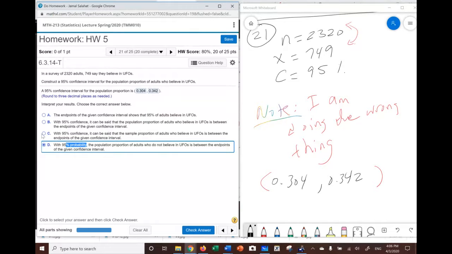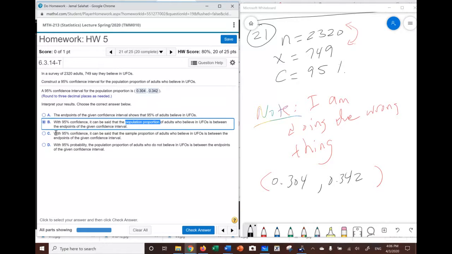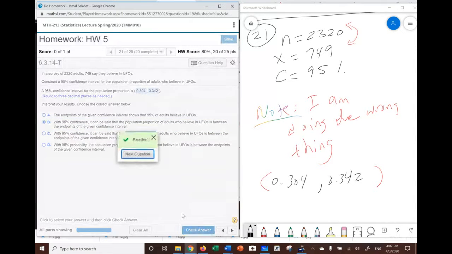Now we are between B and C. With 95% confidence, part B says it can be said that the population proportion. That is good. It talks about population proportion. When you talk about C, it talks about sample proportion. And we said that the confidence interval has to target the population proportion. Therefore, we choose B. Again, we choose B because it is a confidence interval, and we talk about population proportion. And both of them talk about between. So we're going to choose B, and this is the correct answer.